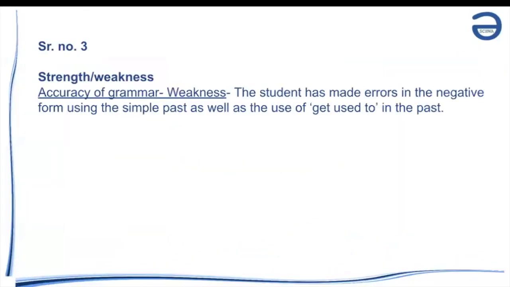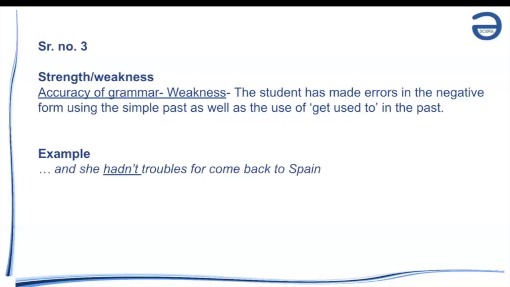Now, the next one, serial number 3, is it a strength or weakness? We can see accuracy of grammar. This one is a weakness. Now, the student has made errors in the negative form using simple past. I think that's enough. We don't need to include the second one here. So the example is also from the simple past, you can see here, and the error has been underlined. This part is not required. We don't need to mention 2 different sub areas of accuracy of grammar.